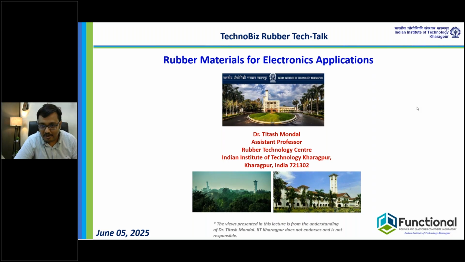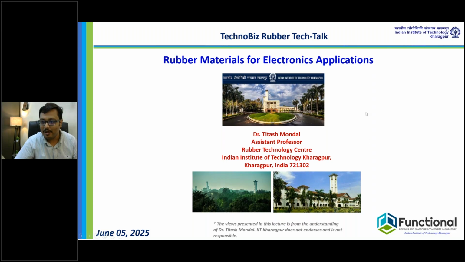Like Peram introduced, I am working as an assistant professor in the Rubber Technology Center, which is very unique in India as well as the world, because since its inception in 1981, this center has produced many stalwarts who are currently serving in the rubber fraternity, both in industry and academia. And for those who have not been to IIT Kharagpur, this is our wonderful campus. It's a huge campus, a green campus, as you can see here.